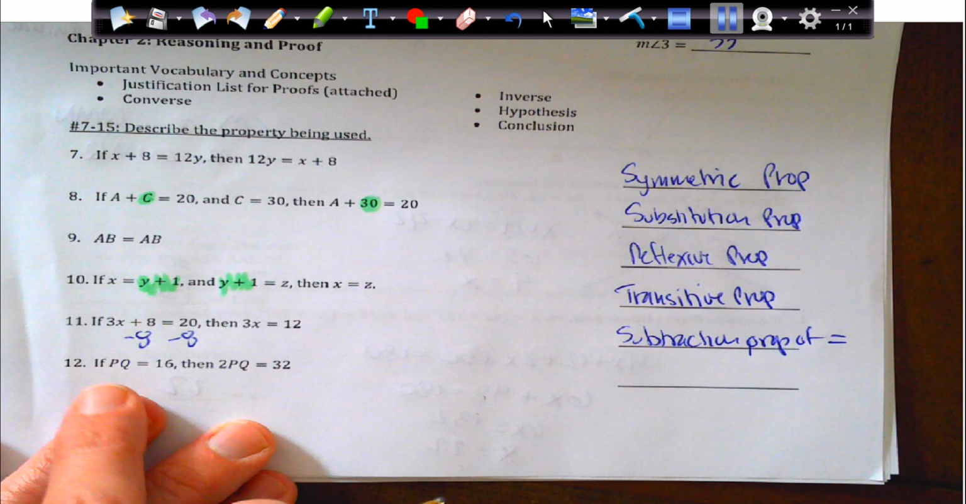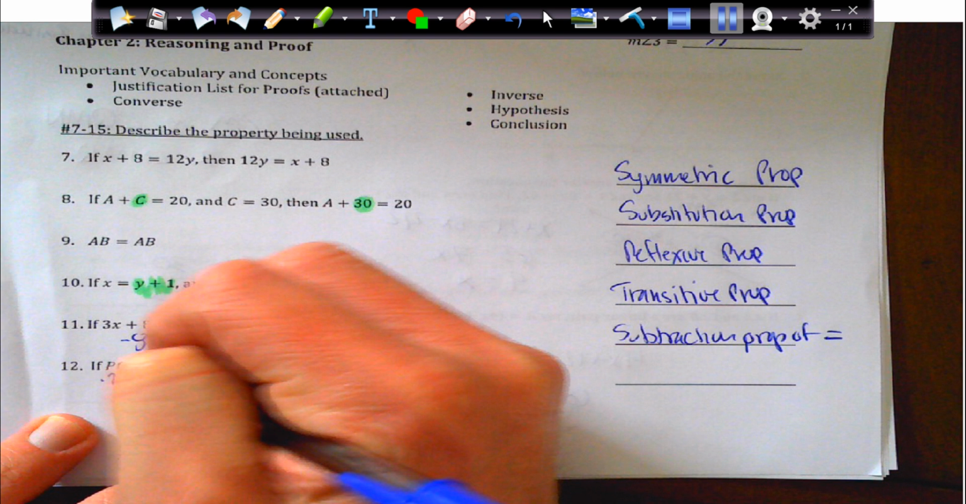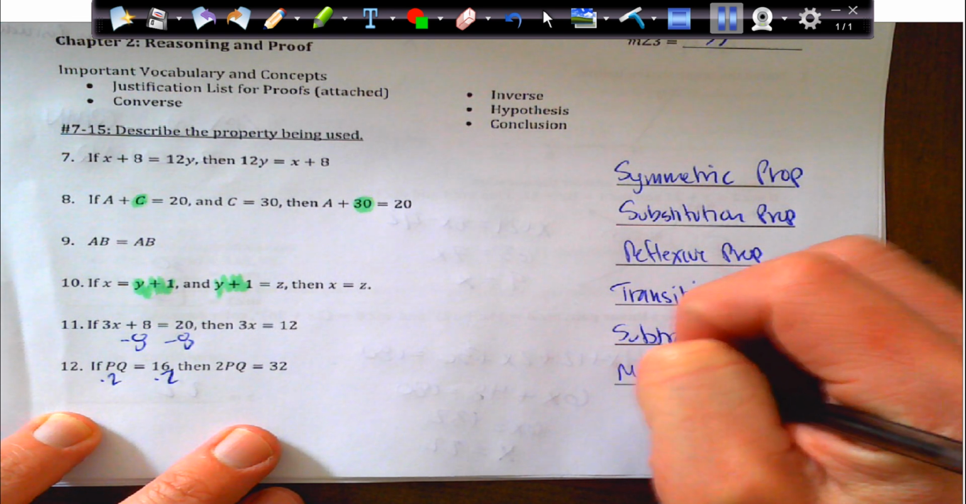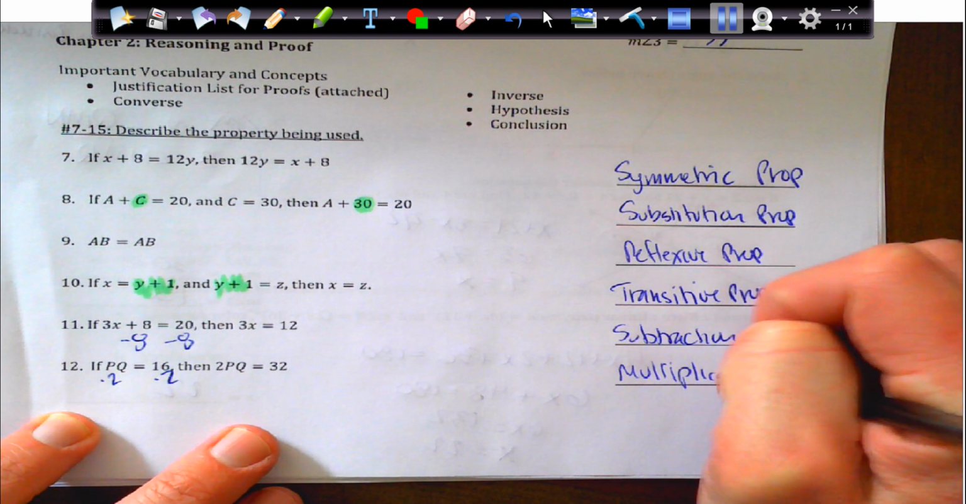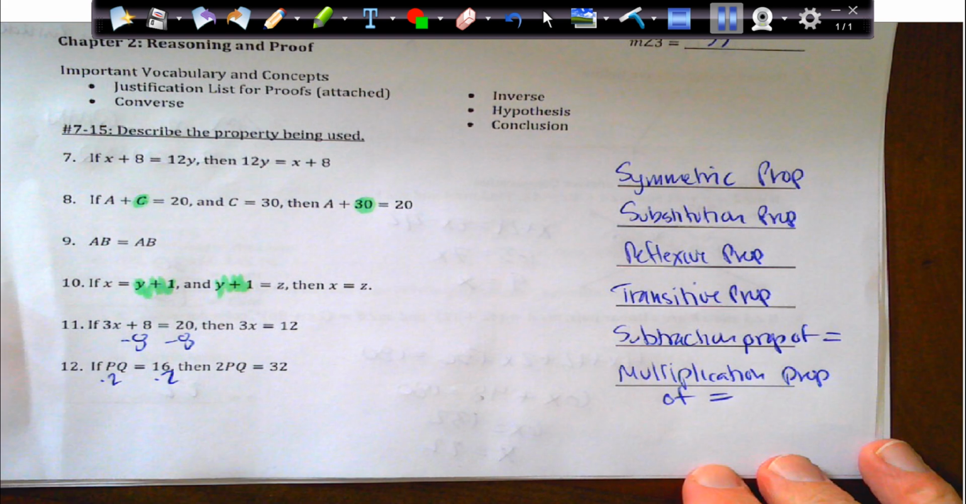All right, PQ equals 16, 2PQ equals 32. It looks like I multiplied both sides by 2, so that's multiplication property of, again, equality, because it's happening to both sides.